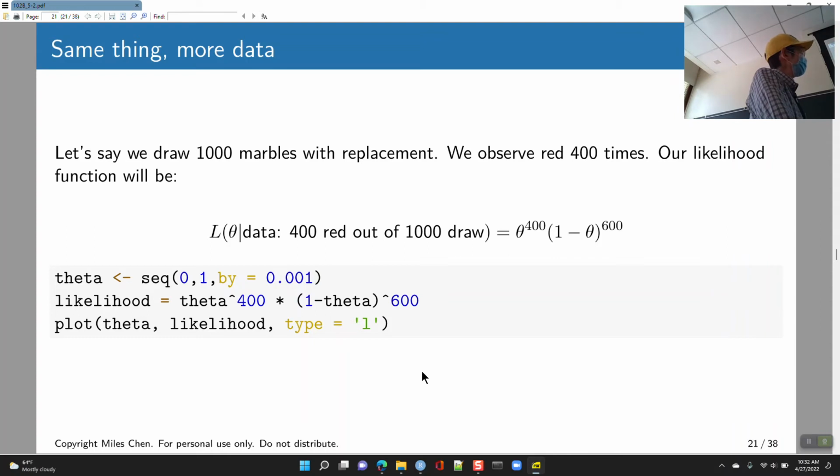What if I do the same thing, but this time I draw a lot more marbles? Rather than 10 marbles, I'm going to draw 1,000 marbles with replacement. After 1,000 marbles, I got 400 red marbles and 600 blue marbles. If I keep track of the exact sequence, the likelihood of this exact sequence of data is theta raised to the 400 power times 1 minus theta raised to the 600 power. What does this likelihood function look like?